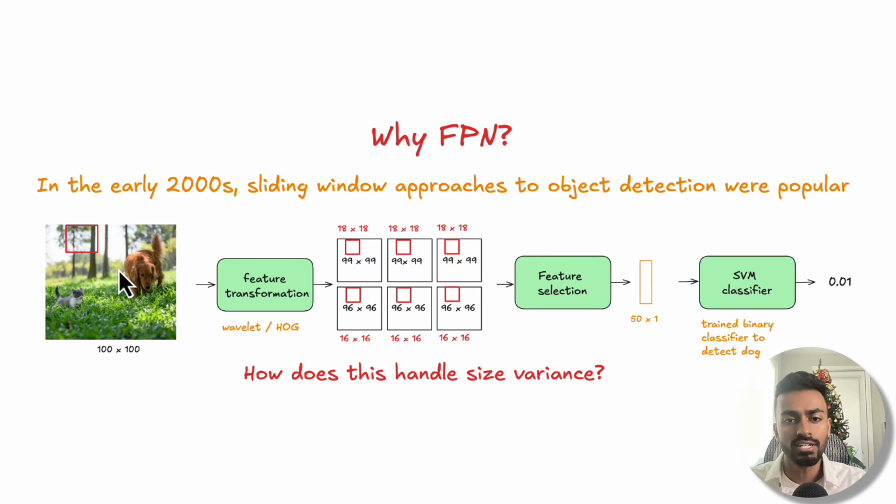And you can imagine, though, that handling scale variance is not going to be very great, because if a window is about this big and the dog is bigger than the window, it might not recognize it as a dog. And so, hence, it's going to be a little bit less accurate.